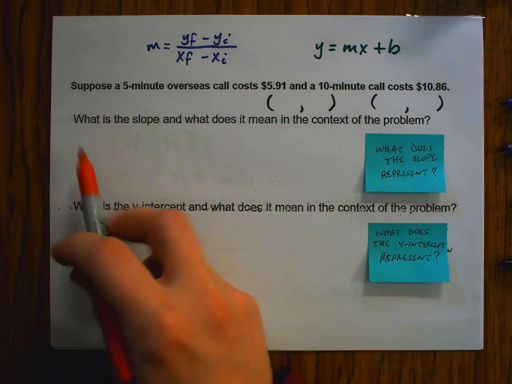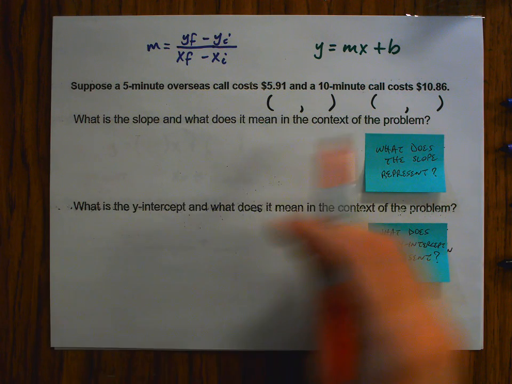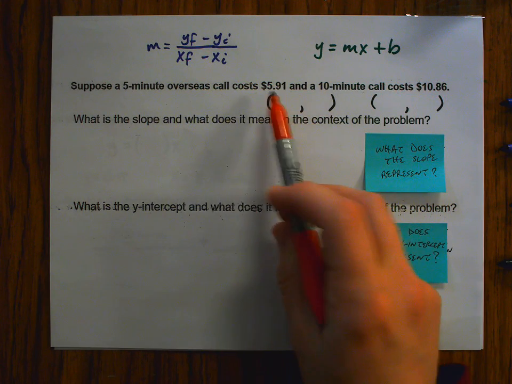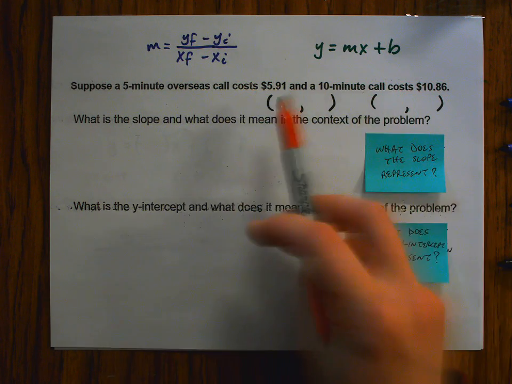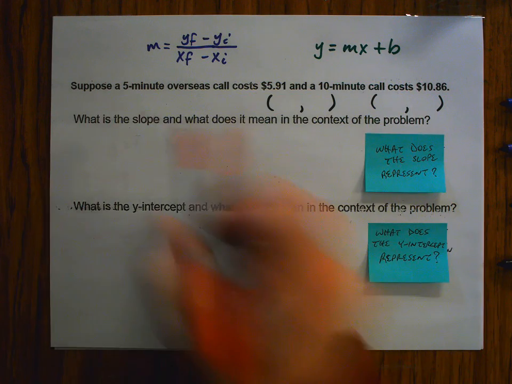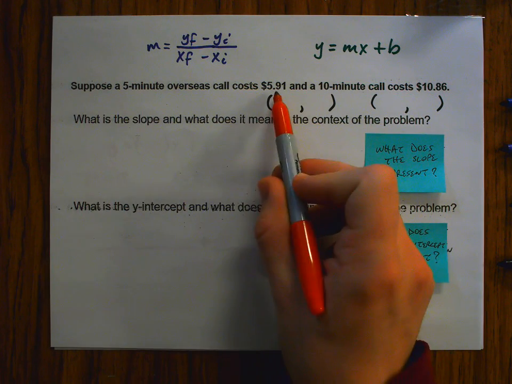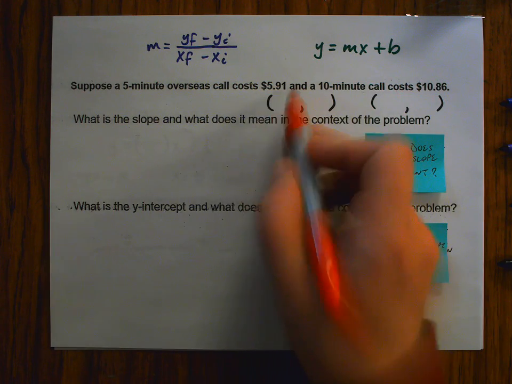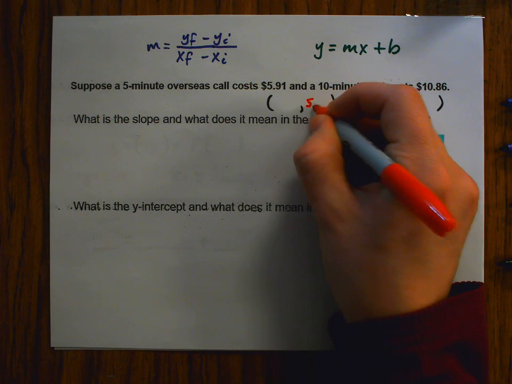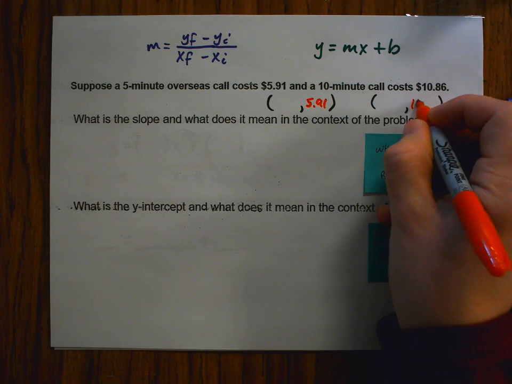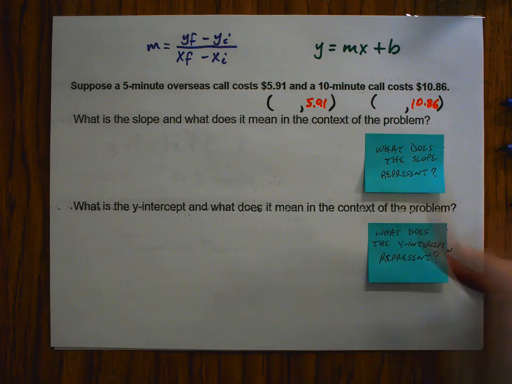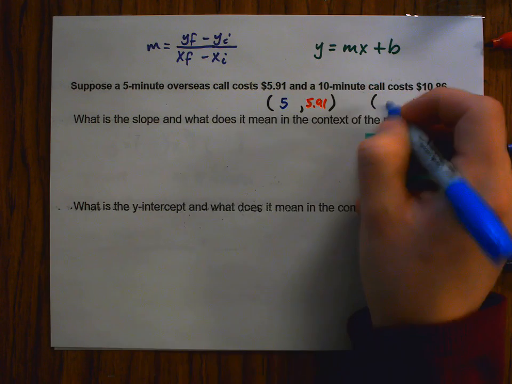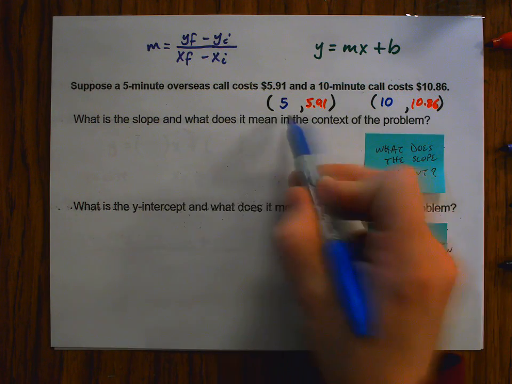First question it asks us is, what is the slope and what does it mean in the context of this problem? Before we answer any of these questions, we're going to write out each of these points that are given to us in this problem. Notice, we have 5 minutes costs us this much, and 10 minutes costs us this much. The costs are the output. And the minutes are the input. Notice you get x and y points.